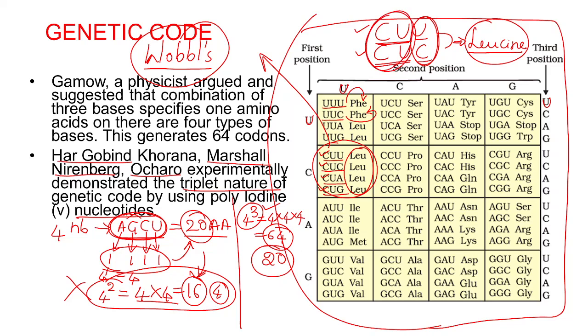That itself is called Wobble's hypothesis. Wobbling of the codons will take place. That was described by the Wobble's hypothesis. Clear?